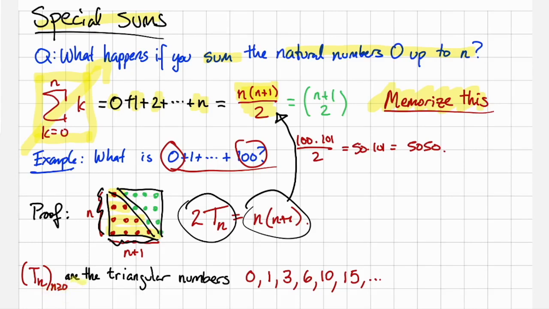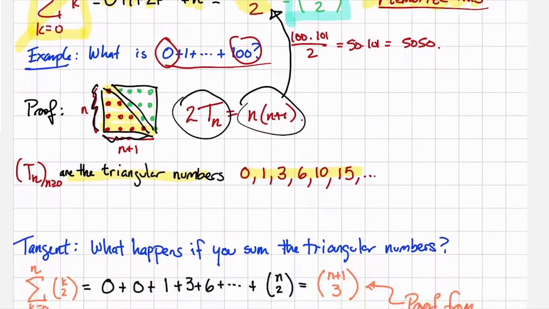These numbers are often called the triangular numbers because of this triangular shape. And they start off 0, 1, 3, 6, 10, 15, etc. You may have noticed that n times n plus 1 over 2 is the same as n plus 1 choose 2. This leads us to a quick tangent.